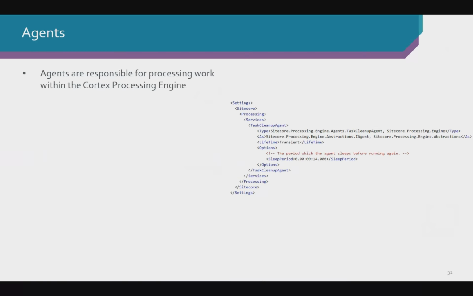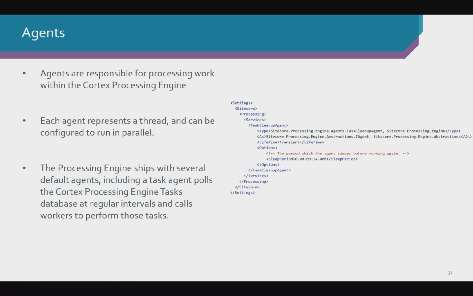Agents are responsible for processing work within the Cortex engine. You will have to schedule agents to run every so often, so that they can see if there is a task to be executed, a task which is deferred, or a task which is pending, and you can set them up. The processing engine ships with several default agents, including task agents, which poll Cortex processing engine tasks at regular intervals.